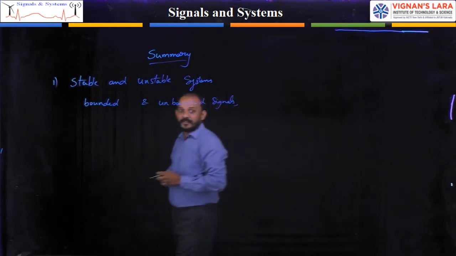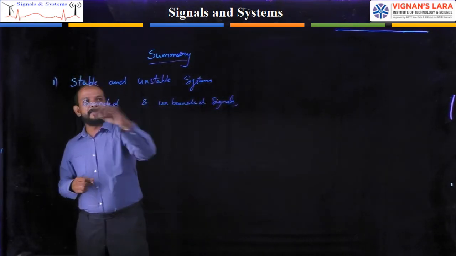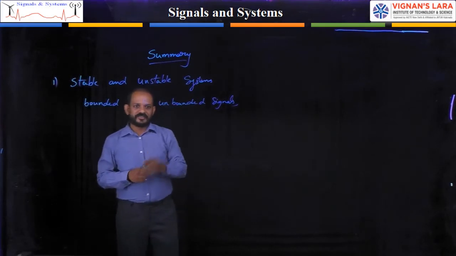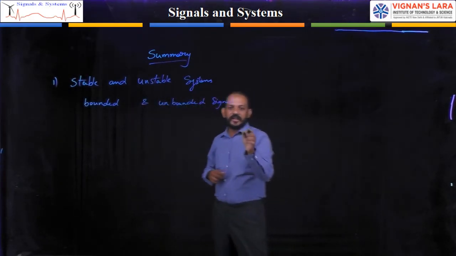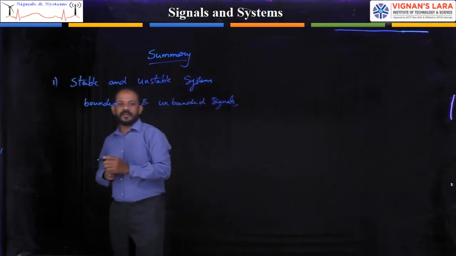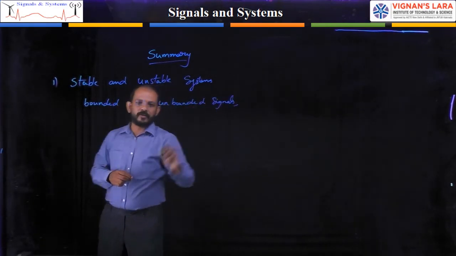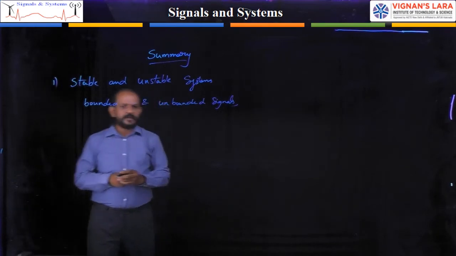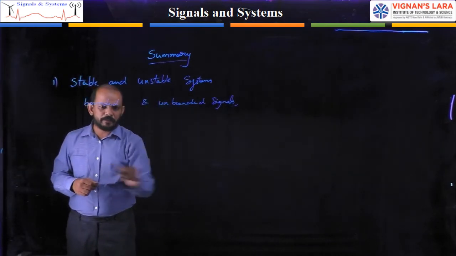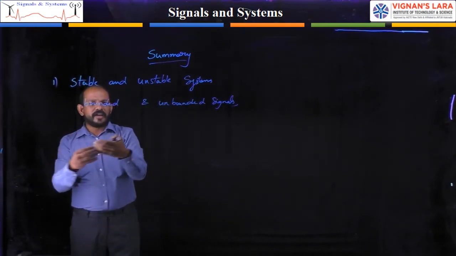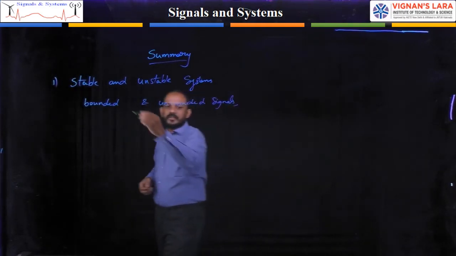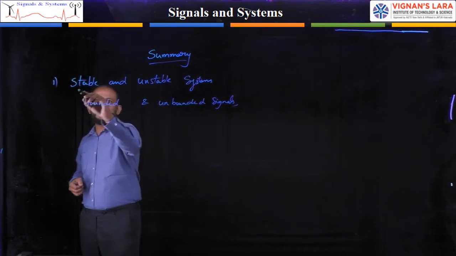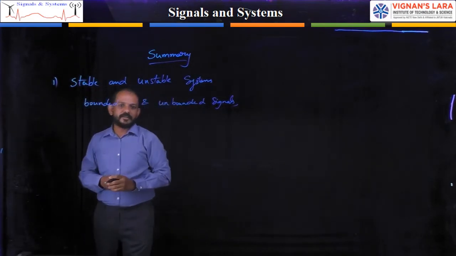Graphical representation examples for stable and unstable systems. I had given the system examples with the help of some bounded and unbounded signals. I had given you the complete graphical representation example for stable and unstable systems.